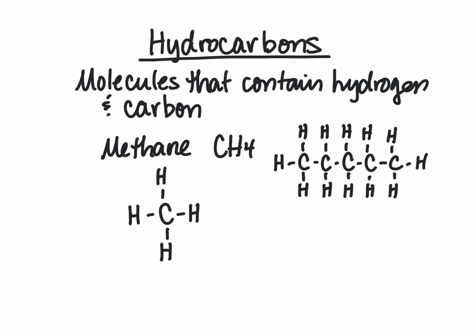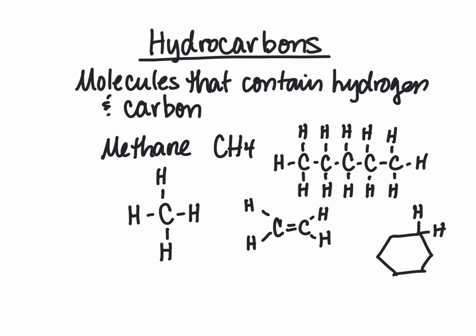There can be double bonds between the carbons. There can be triple bonds. Sometimes the carbons form a ring-like structure with hydrogen sticking off of it, etc., etc. So these hydrocarbons are very versatile molecules. They can take all these different shapes, and they can be really, really big or pretty small.